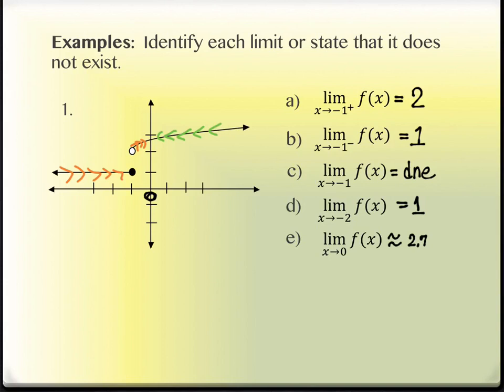And if you don't like that, we'll put an approximation. It's within the right area, right? It's not bigger than 3, it's not smaller than 2. It's between 2 and 3. So we're good to go.